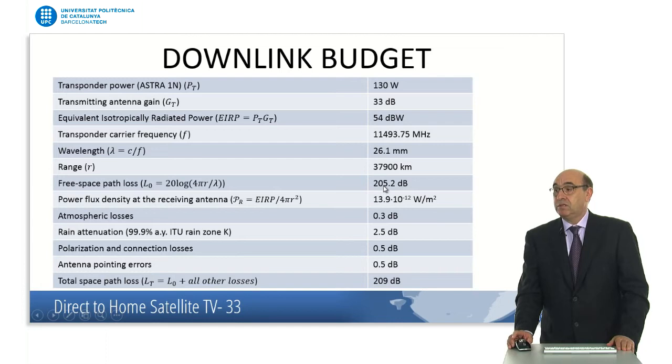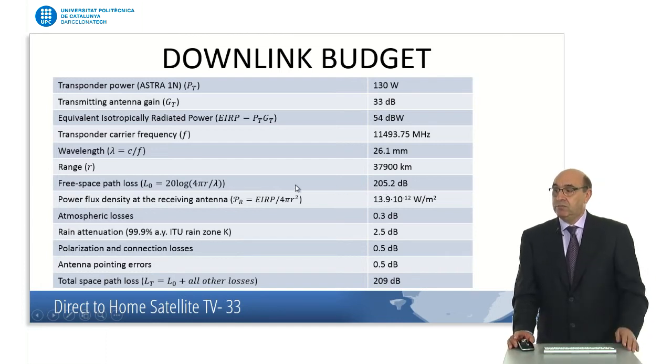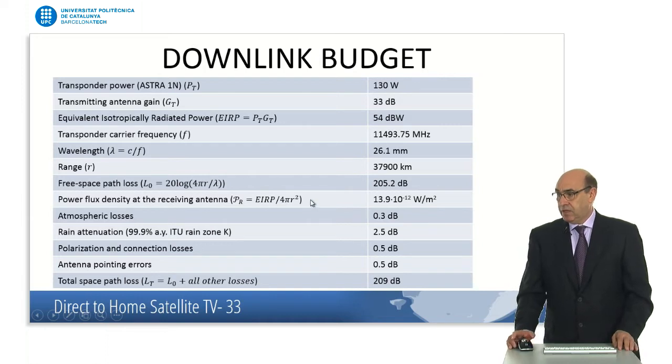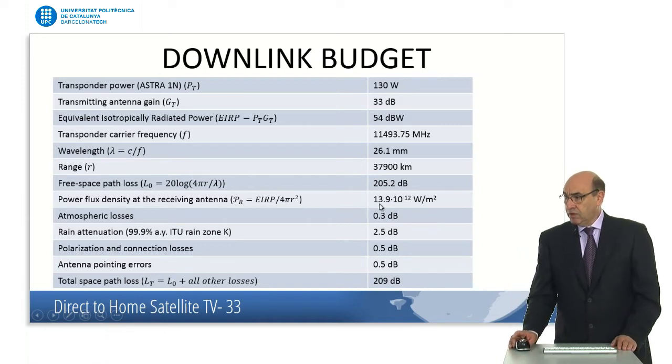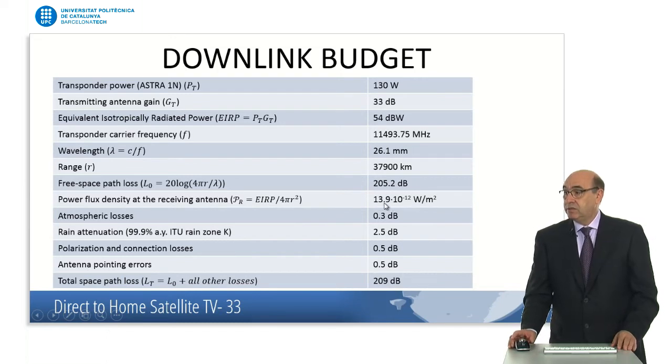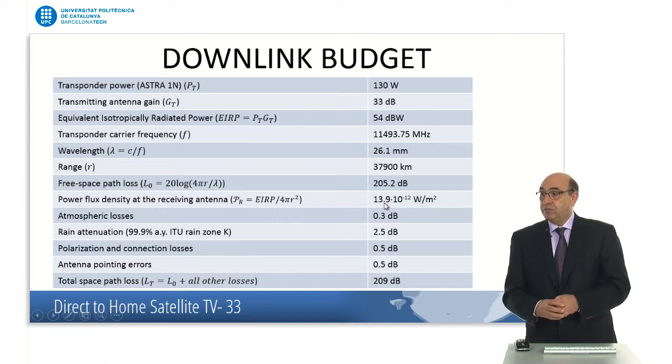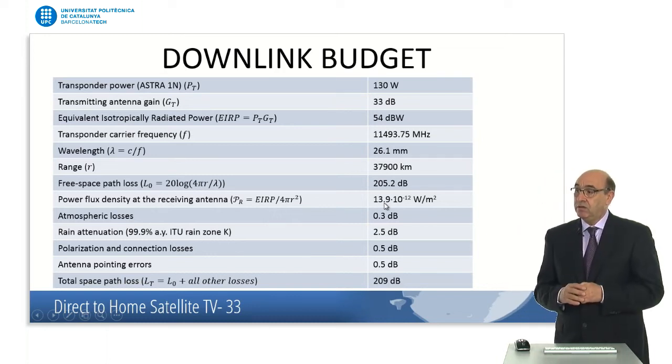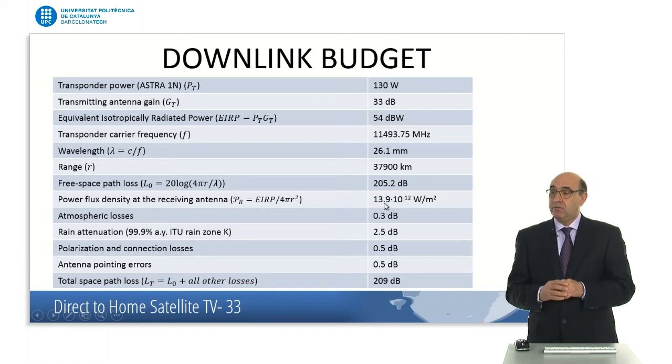It's 205 dBs. It's a very large penalty, but that's because of the long distance to the satellite. This gives you a power density at the receiving antenna of 13 picowatts per square meter. So it's a very low level of power.